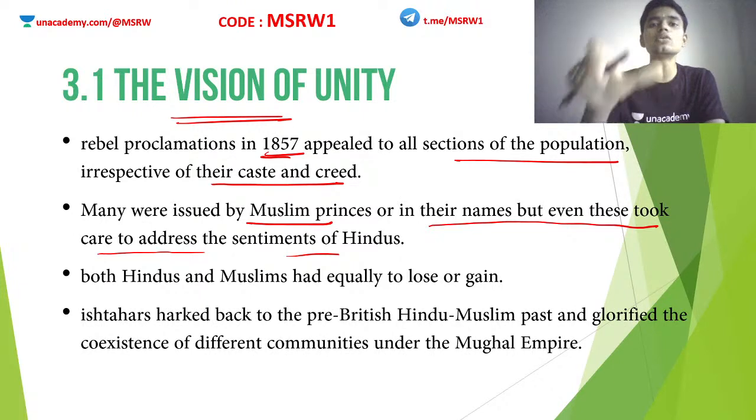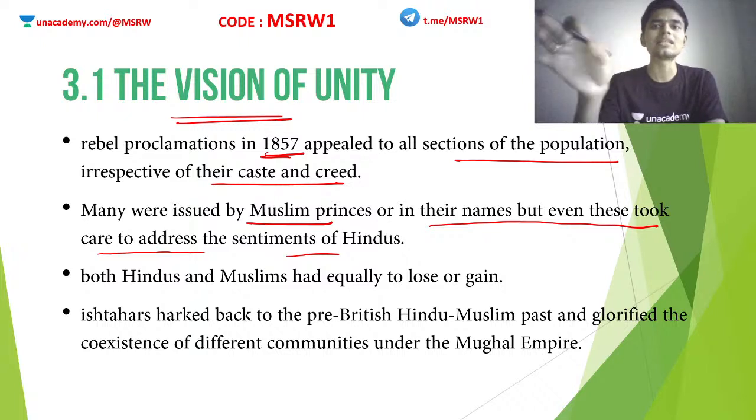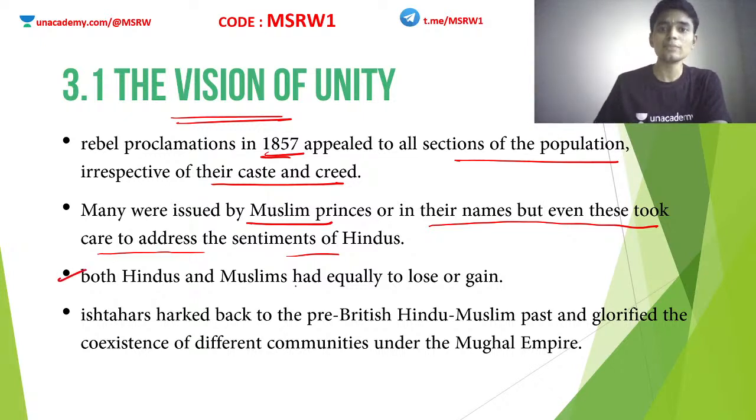So we had absolute religious unity during the time of the 1857 revolt. This was one of the peak points which we will never see again later. Understand that the only time we see such unity in the future is around the non-cooperation movement in the 1920s. Since then, everything that happened in Indian history was very much communal in nature. But back in 1857, although there were Hindus as well as Muslims coexisting in Indian society, the element of communalism was not very much present. So both Hindus and Muslims had equally to lose or gain from this revolt.